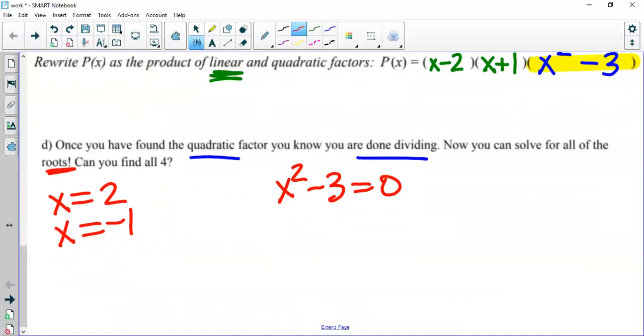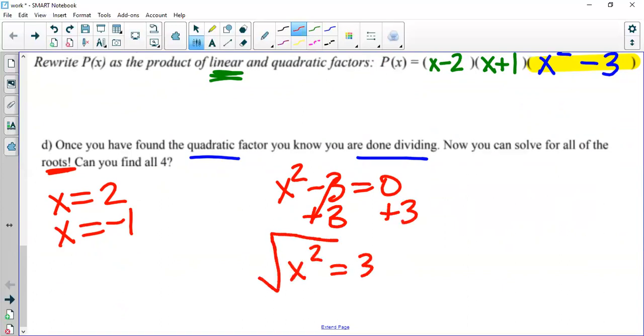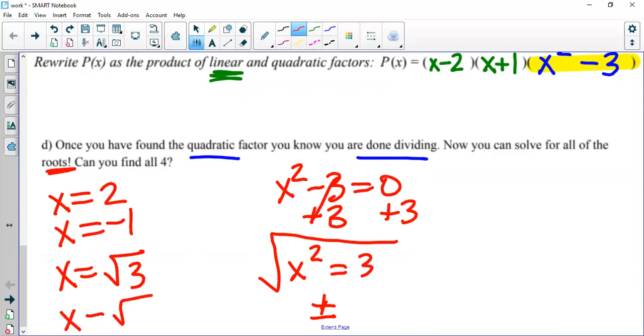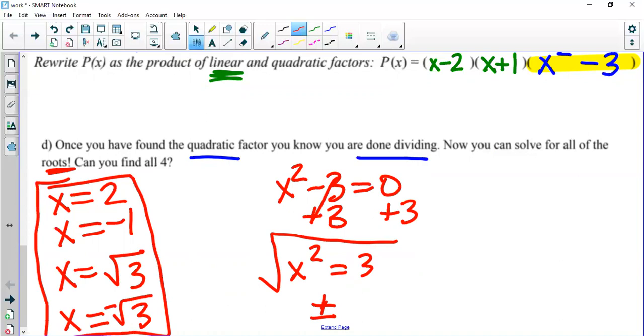We don't need to factor or do quadratic formula since I can easily isolate the x squared and there won't be any other x's to deal with. And now remember, when you take the square root, when you undo a square, you will always have a plus or minus answer. So my other x values is a positive square root of 3 and a negative square root of 3. And there is all 4.